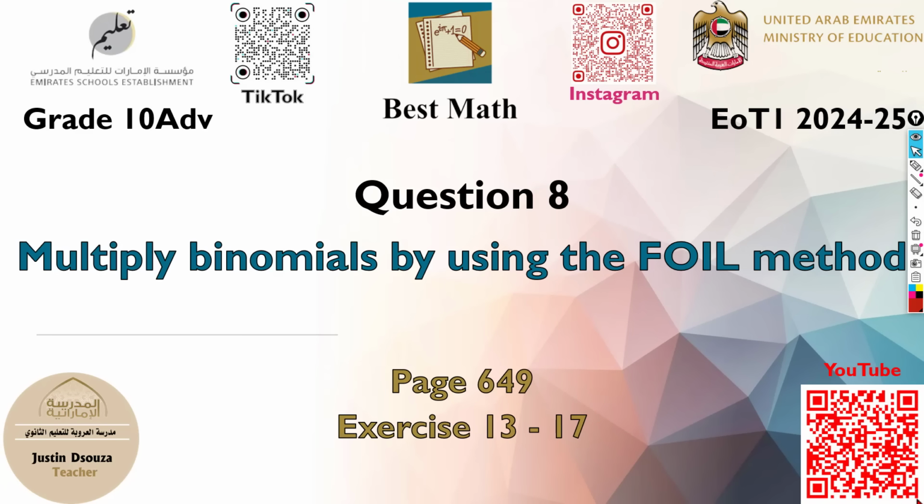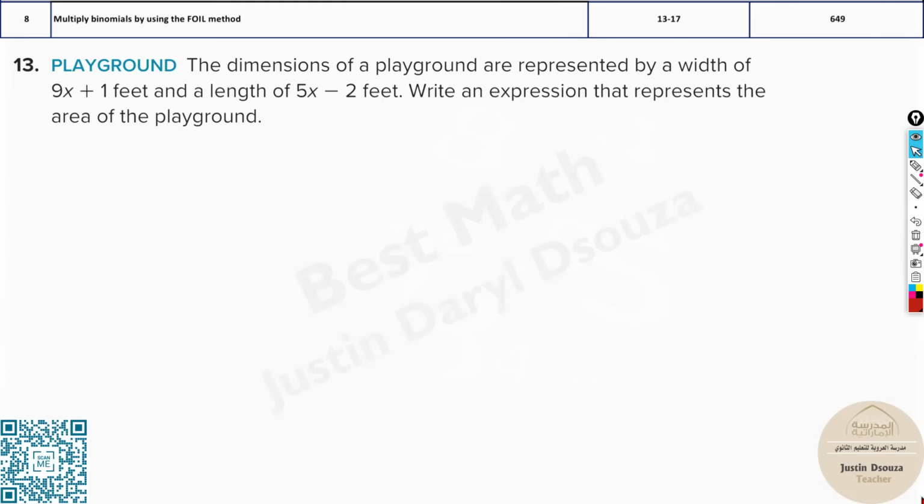Question 8 is to multiply binomials, and here we have real world problems. It's about a playground. The dimensions of a playground are represented by a width of 9x plus 1 feet, and a length is given over here, 5x minus 2. Write an expression that represents the area. Area of a rectangle is given by length into width. So just multiply these two terms because one is length, one is width.